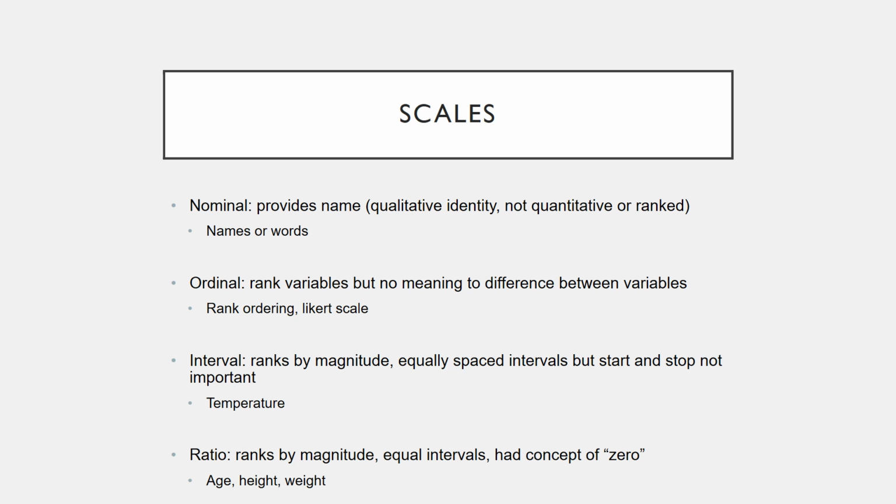So then in ratio, we're still ranking by magnitude, but there is a concept of zero, which is the absence of that thing. So for example, age. Like if you have an age of 0, you either aren't born yet or you don't exist. If you have a height of 0, there is no height at all. So there's that idea of an absolute 0.